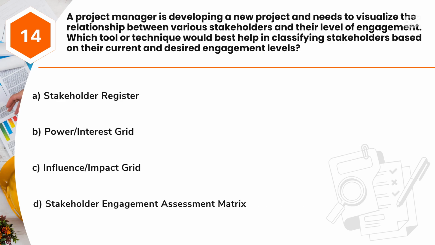Question 14. A project manager is developing a new project and needs to visualize the relationship between various stakeholders and their level of engagement. Which tool or technique would best help in classifying stakeholders based on their current and desired engagement levels? A. Stakeholder register. B. Power/interest grid. C. Influence/impact grid. D. Stakeholder engagement assessment matrix.